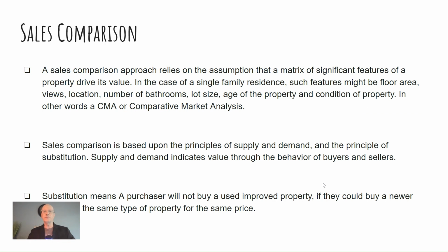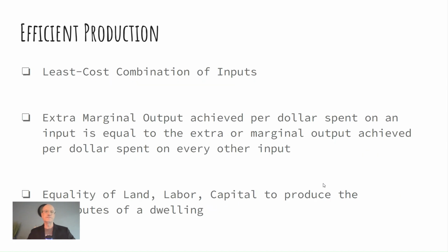Sales comparison is based upon principles of supply and demand and the principle of substitution. Supply and demand indicates value through the behavior of buyers and sellers. Substitution means a purchaser will not buy a used improved property if they can buy a newer version of that same type of property for the same price. Why buy used when you can buy new, right? Okay.